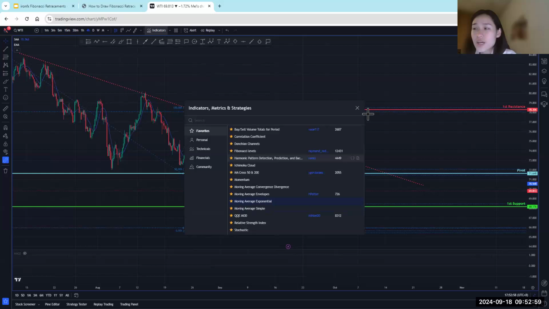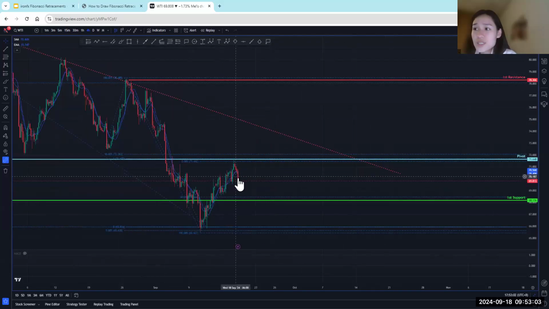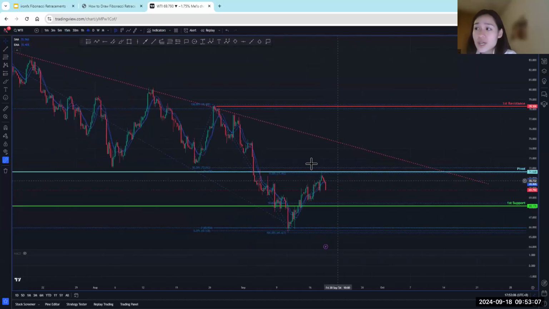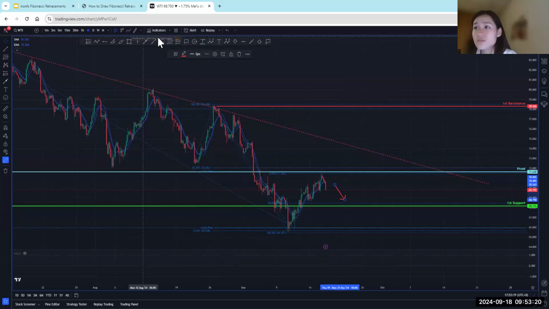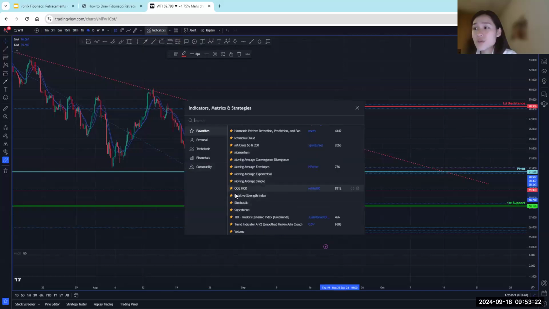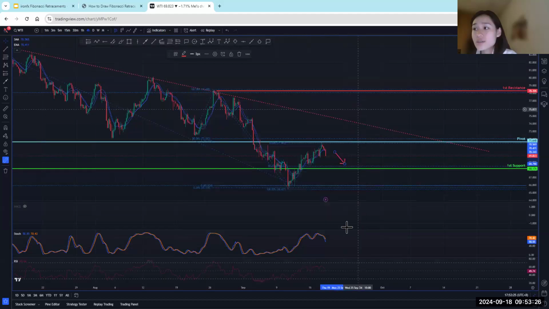Let's maybe look at our SMA and EMA. Prices have started moving below both of the indicators, so that is a bearish signal which supports our analysis that prices are going to continue to drop. Let's see what else. Stochastic, RSI.